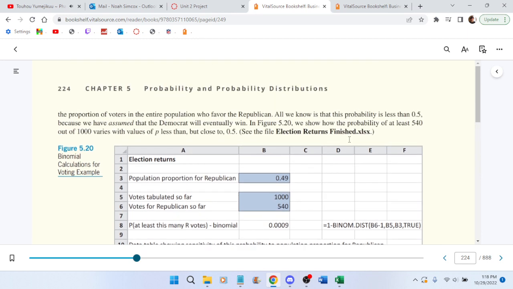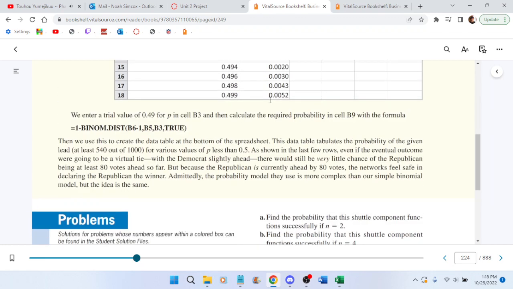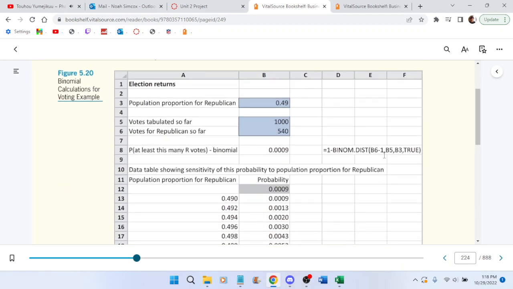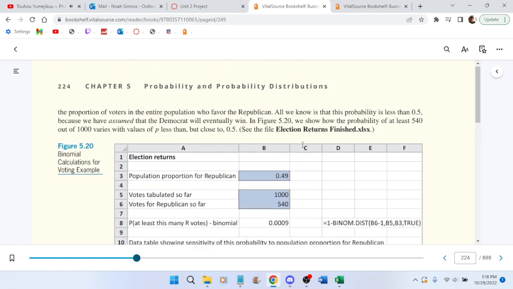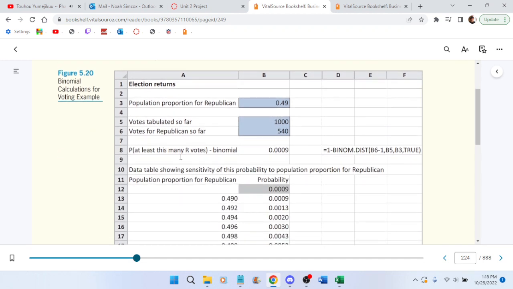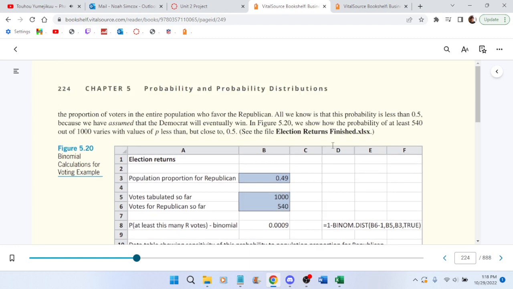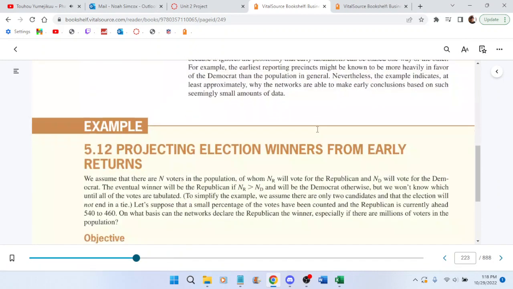Why did they do -1 there? Why is it -1? Like, what they're trying to do is probability that you will get at least 540? Why is it -1? Why do you do -1?